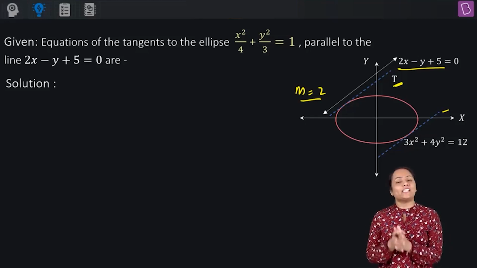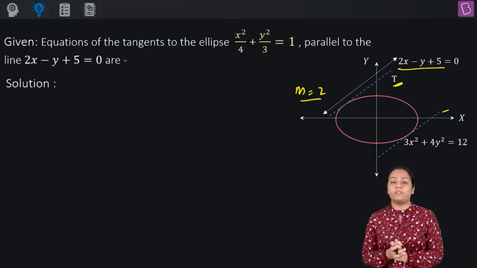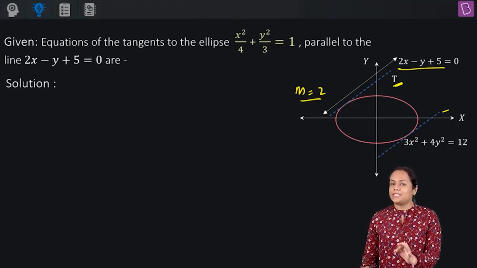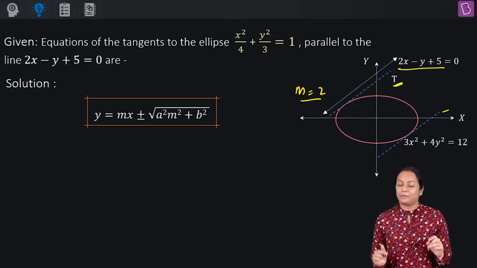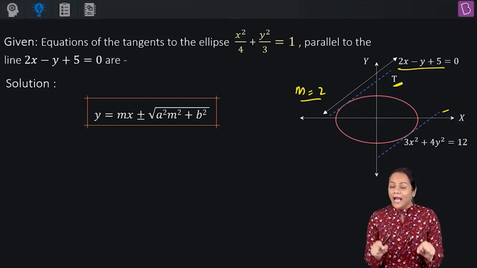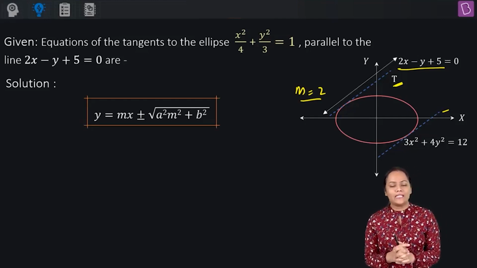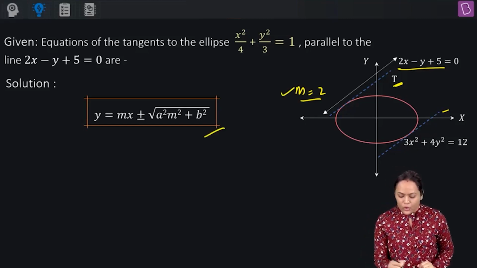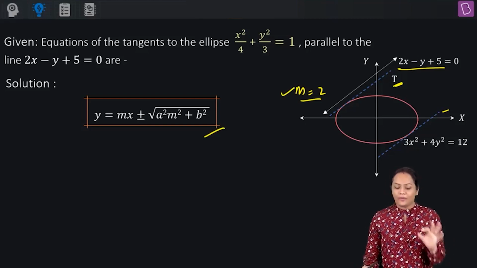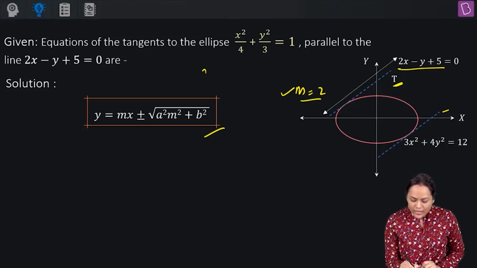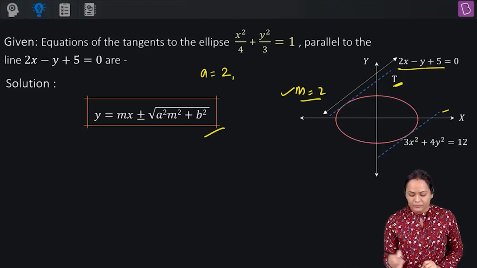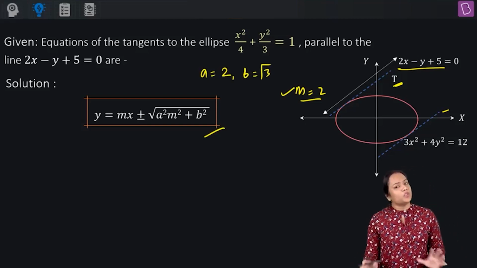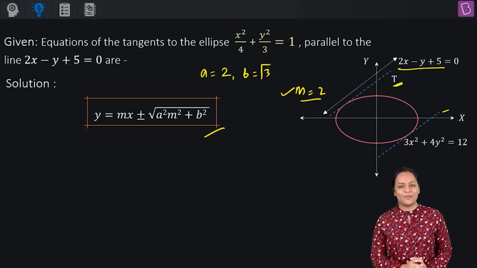That's correct. And guys, quickly, let's recall the slope form of tangent to the ellipse. Well, it is y is equal to mx plus minus root over a square m square plus b square. And you have to remember this, right? Okay, so this is the slope form of tangent with us. I have the slope information that it is 2. And we have seen that my a value here is actually 2 and b value is root 3. So quickly putting all the values, let's see what we get.